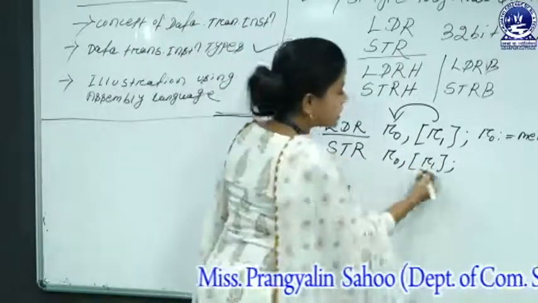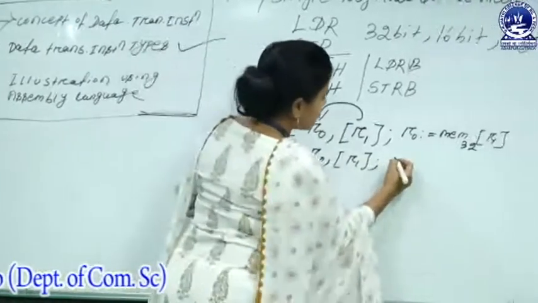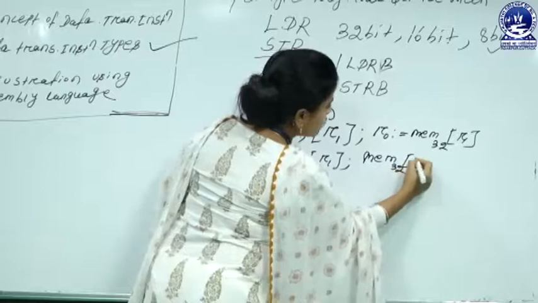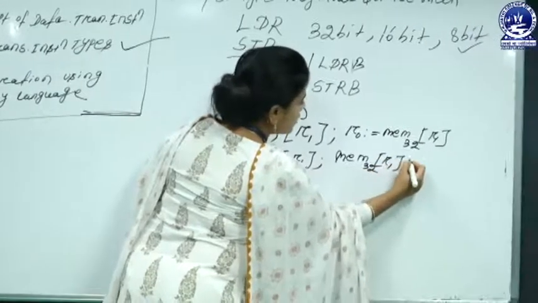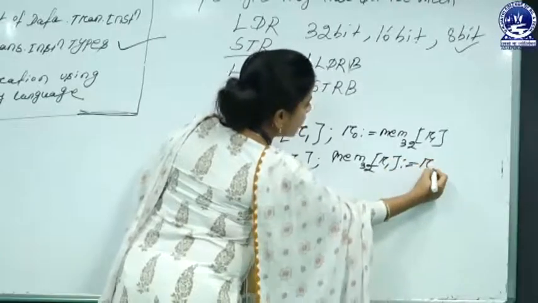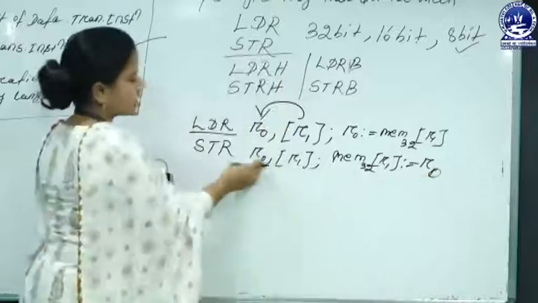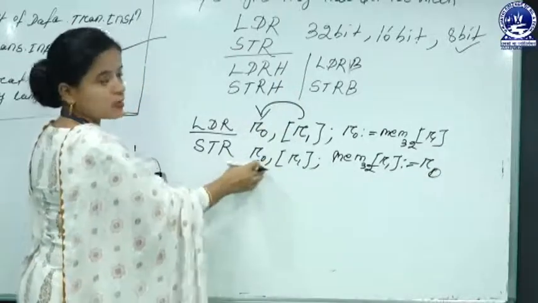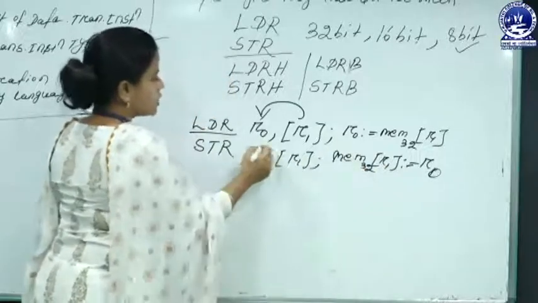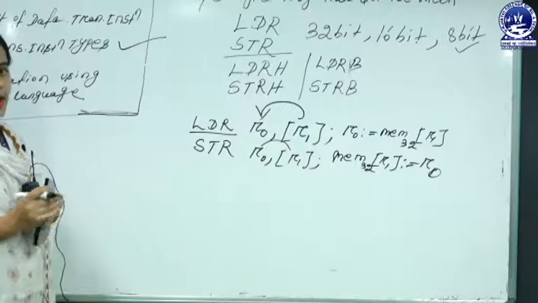That means how should this expression be defined mathematically? Memory of 32 R1 will store the executed or interpreted data of register R0. That means the data is held from register to memory. Okay, so this is the expression format of single register load and store architectures.